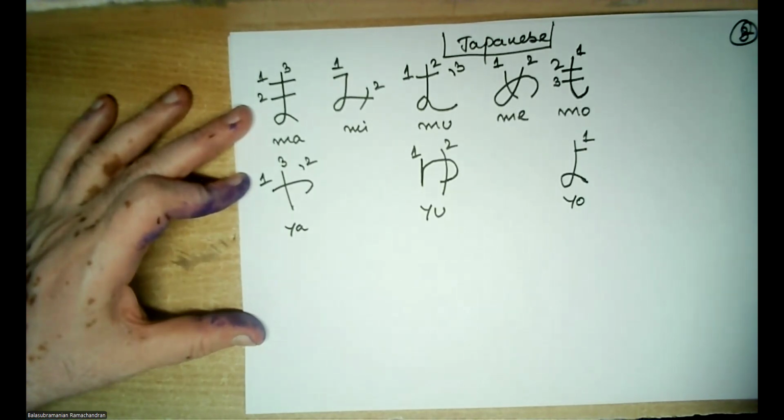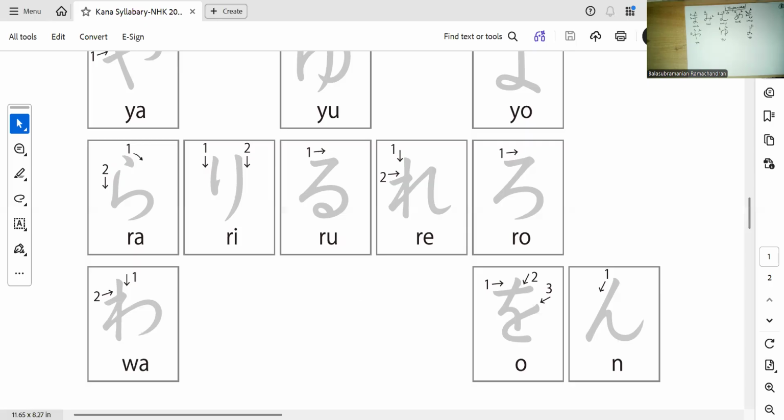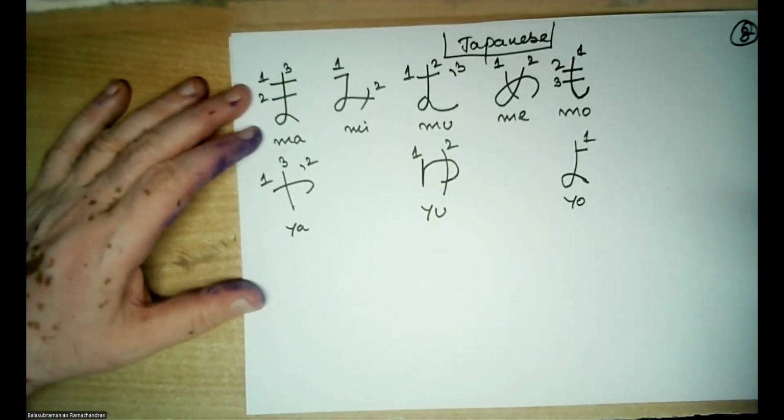If that is clear, then let's pass on to the next series of letters, which is the Ra series. Ra, Ri, Ru, Re, Ro. The Ya series doesn't have all five letters, but the Ra series is complete. Ra, Ri, Ru, Re, Ro. I repeat, Ra, Ri, Ru, Re, Ro. So let me stop sharing and let's practice this series together.